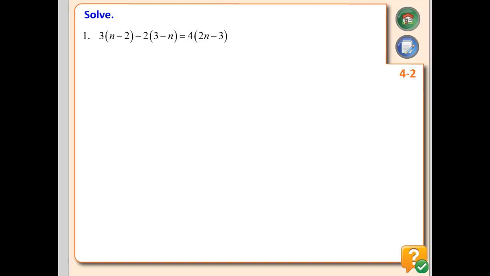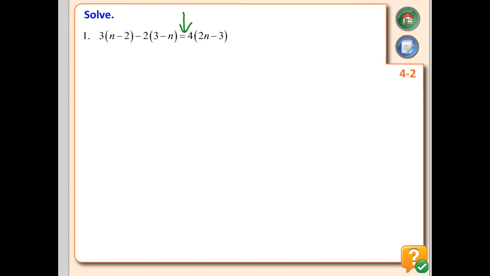Now, last problem we need to look at. Ooh. This time it says solve. What does solve mean? Well, number one, did you realize I got an equal sign this time? Okay, we've got an equal sign. So that means when I'm solving, I'm going to have to isolate the variable by inverse operation. So we've got to get n on one side, and we've got to get numbers on the other.